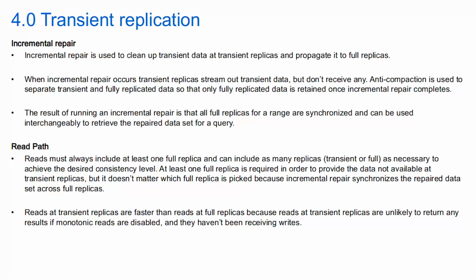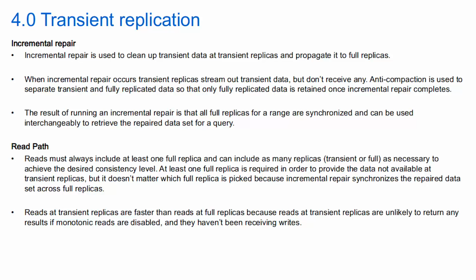That's the whole idea. So look at what it's going to do. Incremental repair will be used to clean up the transient data at transient replicas and propagate it to the full replica when the full replica comes up. When incremental repair occurs, transient replicas stream out the transient data. Anti-compaction, etc. Don't worry about that. That can happen as well.